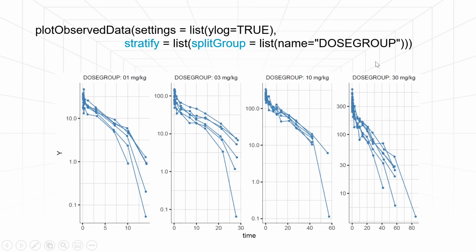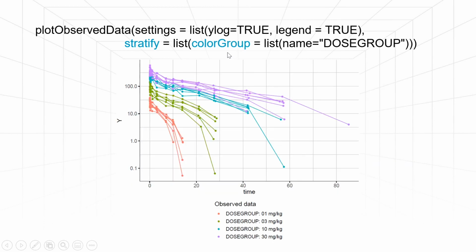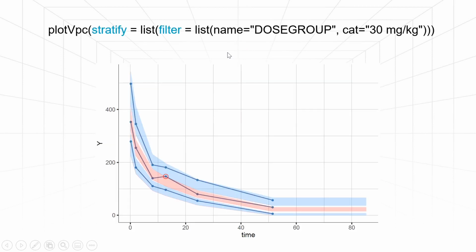Stratification of the plots by covariates or occasions can be done the same way as in the interface, with split, like on this example, where a plot of observed data is split by dose group, or with color, like on this one, as well as filter, like for this VPC, filtered for a particular dose group.